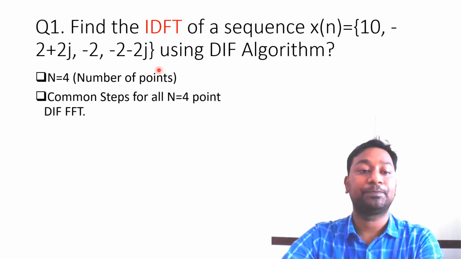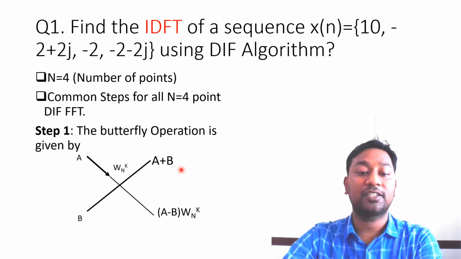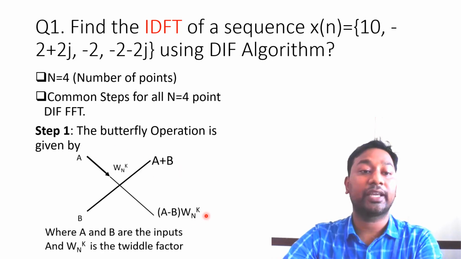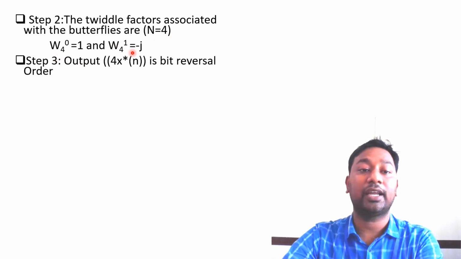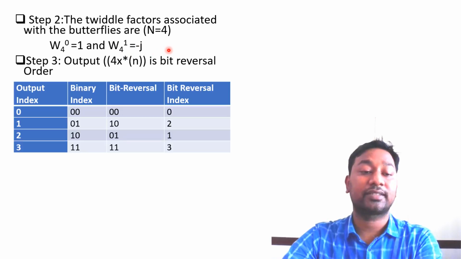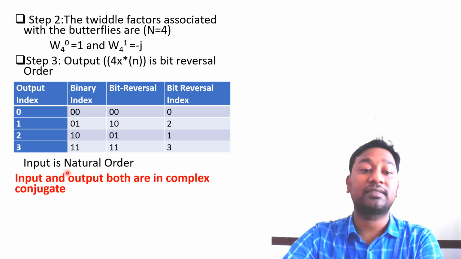So these are the common steps for all n equal to 4 point DIF FFT or IDFT. The butterfly operation is a plus b and a minus b times omega n to the power k, where a and b are the inputs and omega n to the power k is the twiddle factor. The twiddle factors associated with the butterflies for n equal to 4 are omega 4 to the power 0, which is 1, and omega 4 to the power 1, which is minus j. Now the output is in the same bit reversal order, but the output value will be 4 x inverse n, and the input is in natural order, that is x of k.